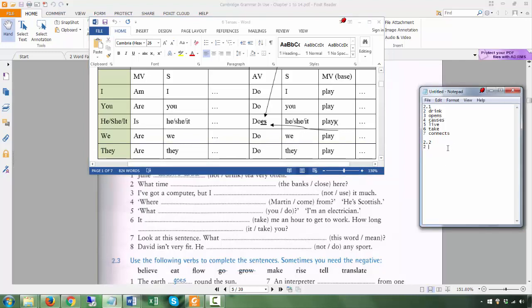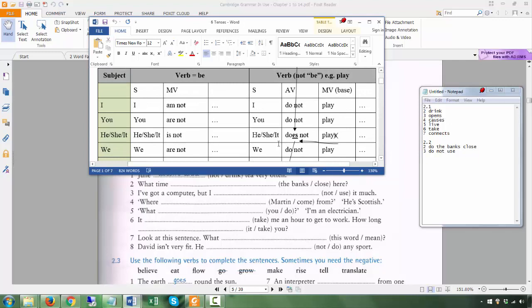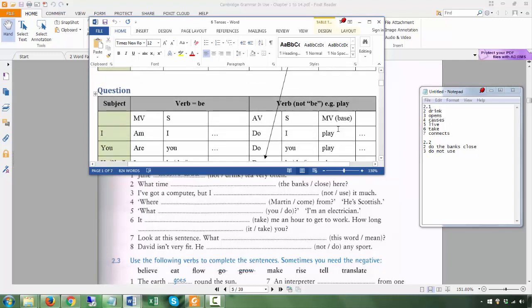So, do the banks close? Remember, this close is going to be in the base verb, no S, E, D, I, N, G. Okay. And 3, I've got a computer, but I do, this is a negative, so do not. You use the auxiliary do not. The only time you use does not is if the subject is a he, she, it, but the subject is I. So if it's I, do not. Only when it's a he, she, it, then you put does not.